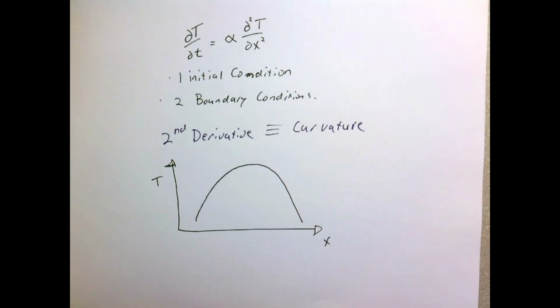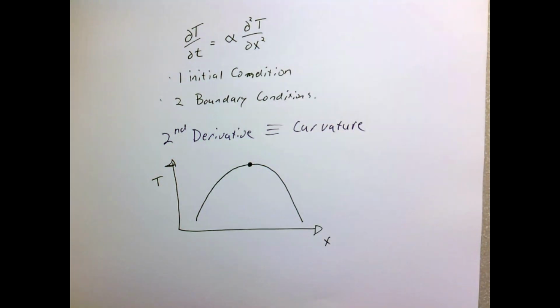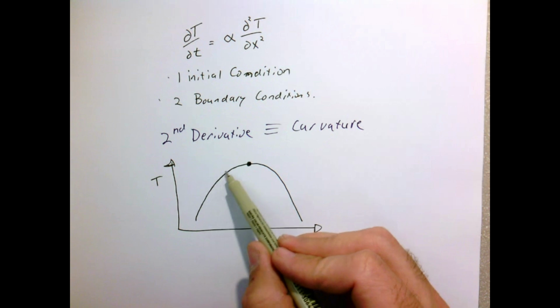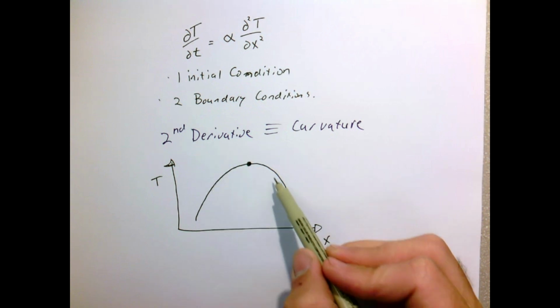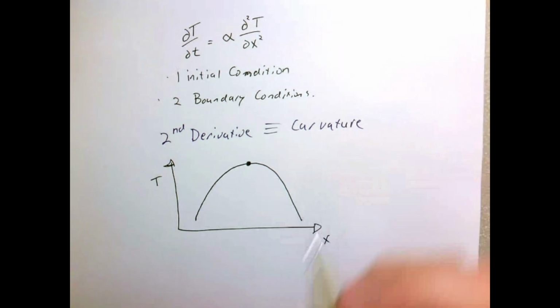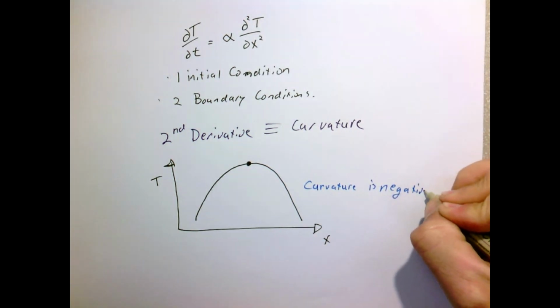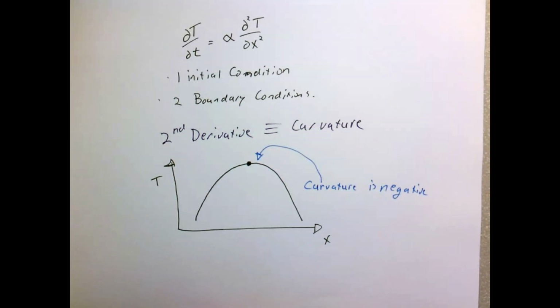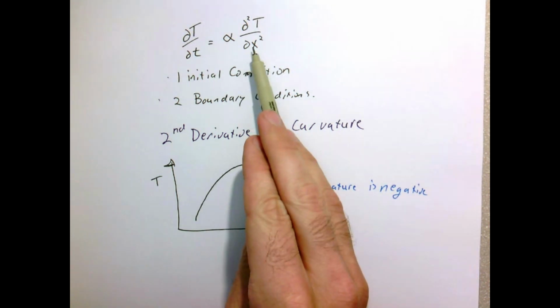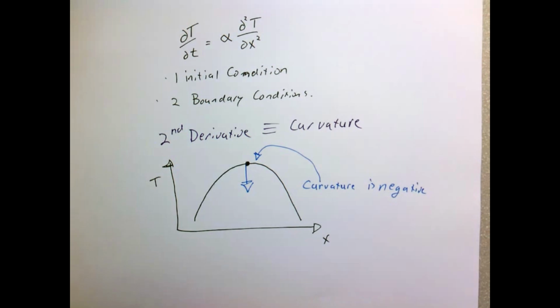Let's imagine at time equals 0 I have a temperature field that looks like this. And let's think about what happens to this point right here at this particular location in x. Here the curvature is what? Upward or downward? Well, it's pretty obvious. It's curvature downward, so it's a negative number. So here the curvature is negative. So that would mean that with respect to time, if this is a negative number, the temperature is decreasing. That point is cooling.